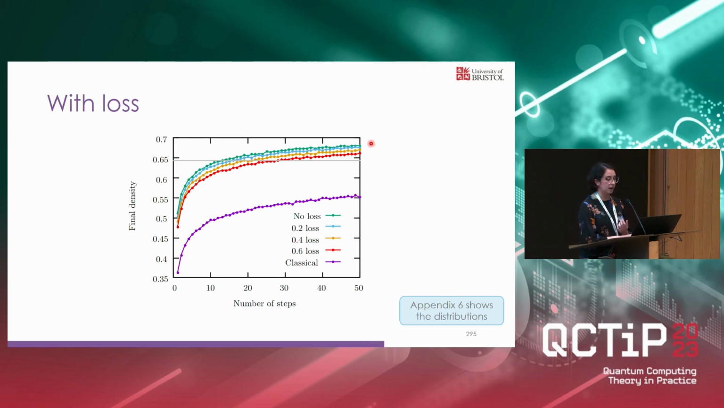With loss, again, this is 60% end-to-end loss, so if you put in a photon at the beginning, there's a 60% chance that you're not going to measure it at the end. It's a very high amount of loss, and it's still performing really well. Great.